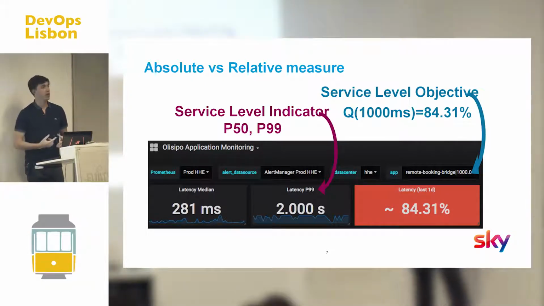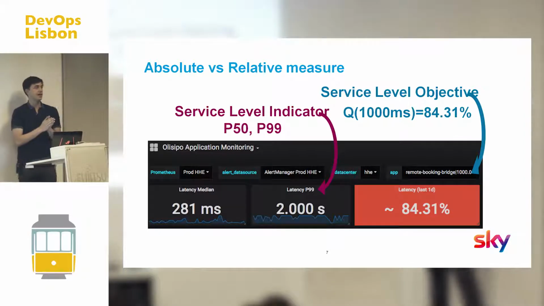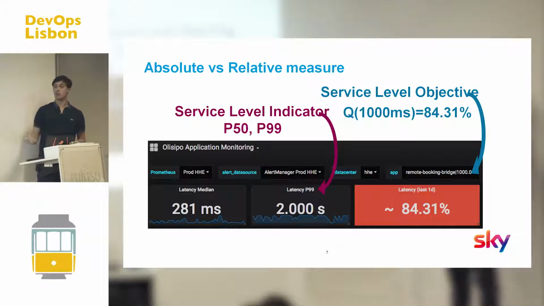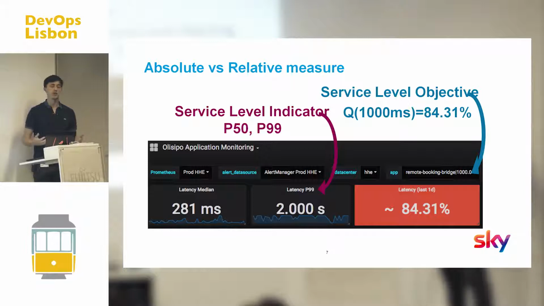So for the service level indicators, what they give us is an insight into the distribution. So it's an absolute measure. We have 281 there, it could be 700. It really depends on the service.